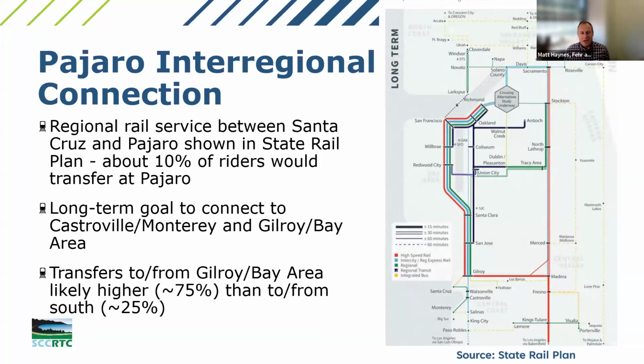Also want to briefly talk about Pajaro and the interregional connection. And we're assuming that maybe about 10% of the riders would transfer or connect at Pajaro to perhaps other systems, which are shown here in the state rail plan, or maybe get on at Pajaro and then go to other locations within Santa Cruz County. The state rail plan, like I mentioned, does have a goal to connect to other systems, both to the north in Gilroy and the Bay Area, and even future high-speed rail service, and then to the south in Castroville and Monterey. We're anticipating that most of the demand for transfers would probably be to and from the north, but that there would be some potential to and from the south as well. Next slide.